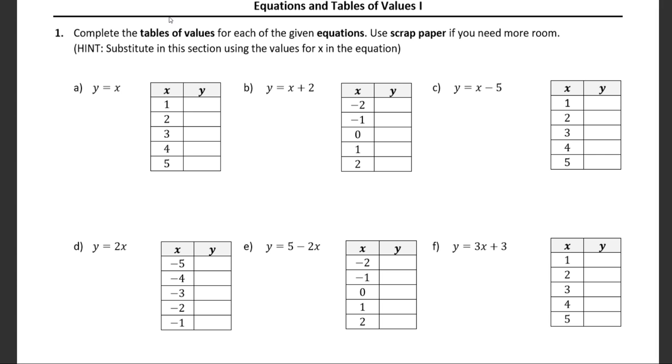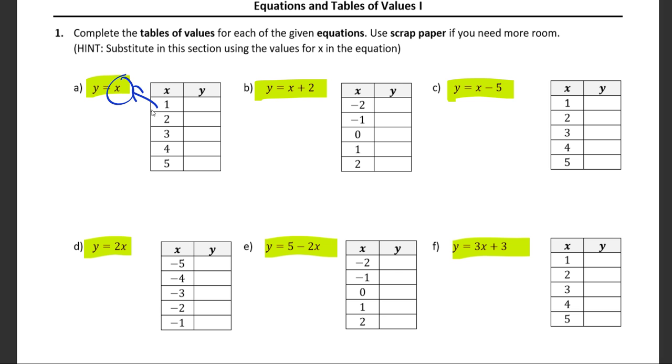So if they give you the equation, they say y equals x, or y equals x plus 2, or y equals x minus 5, the only way that we need to know to fill out the table of values is to plug the value of x that they give us into the equation. So in this case, y equals x, of course, the y value is going to be the same as the x value. If they're equal, they're equal.